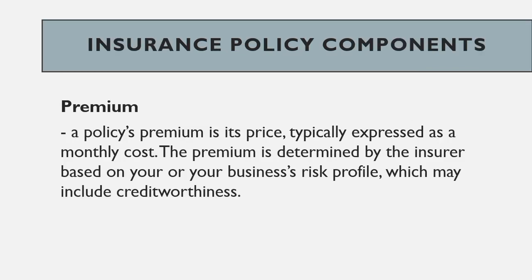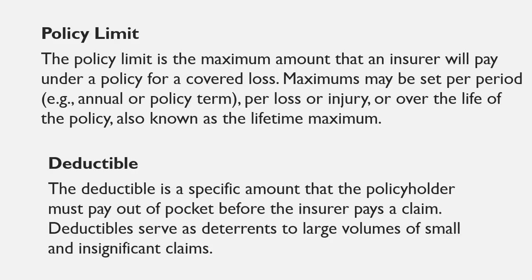There are three insurance policy components. First is the premium. A policy's premium is its price, typically expressed as a monthly cost. The premium is determined by the insurer based on you or your business risk profile, which may include creditworthiness. For example, if you own several expensive automobiles and have a history of reckless driving, you will likely pay more for an auto policy than someone with a single low mileage sedan with zero record or someone with a perfect driving record. However, different insurers may charge different premiums for similar policies, so finding the price that is right for you requires some legwork.